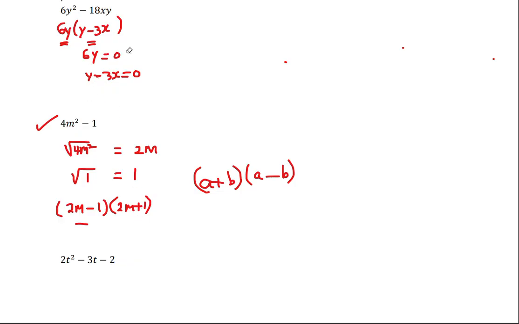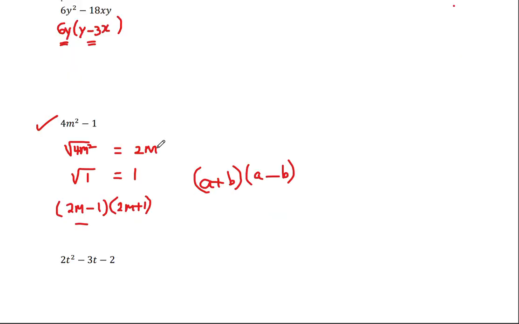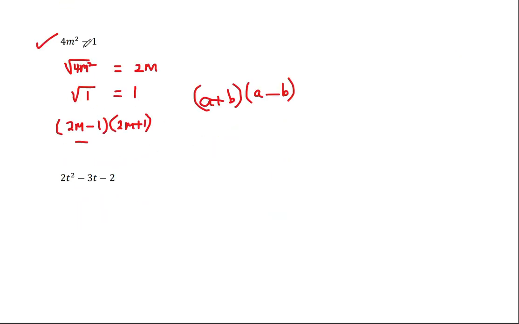I just want to make it absolutely clear that as far as number 1 is concerned, the factors are 6y and y minus 3x. It is not absolutely necessary to write these pieces that I just erased if you're just asked for the factors. But if you're asked to factorize and solve, then you would need to set each of the factors equal to 0 and solve for the unknowns. If you're simply asked to factorize, it is sufficient to leave the answer in this form. So the factors for 4m squared minus 1 are 2m minus 1 and 2m plus 1.